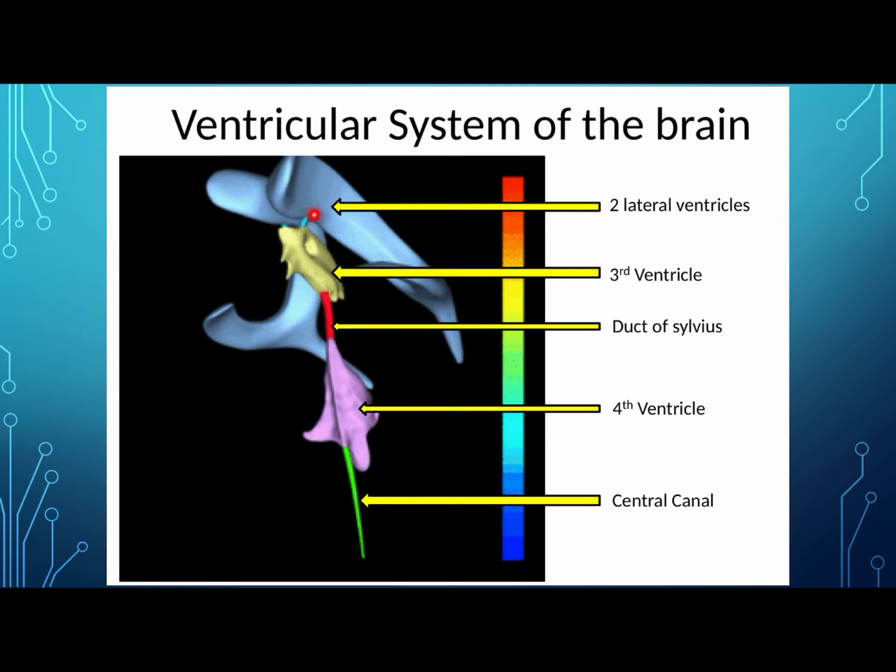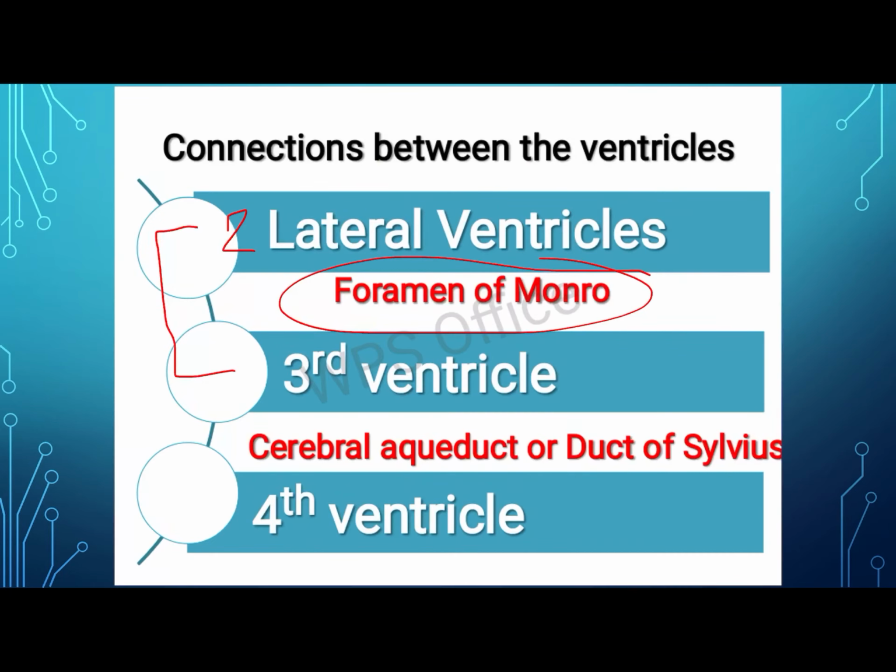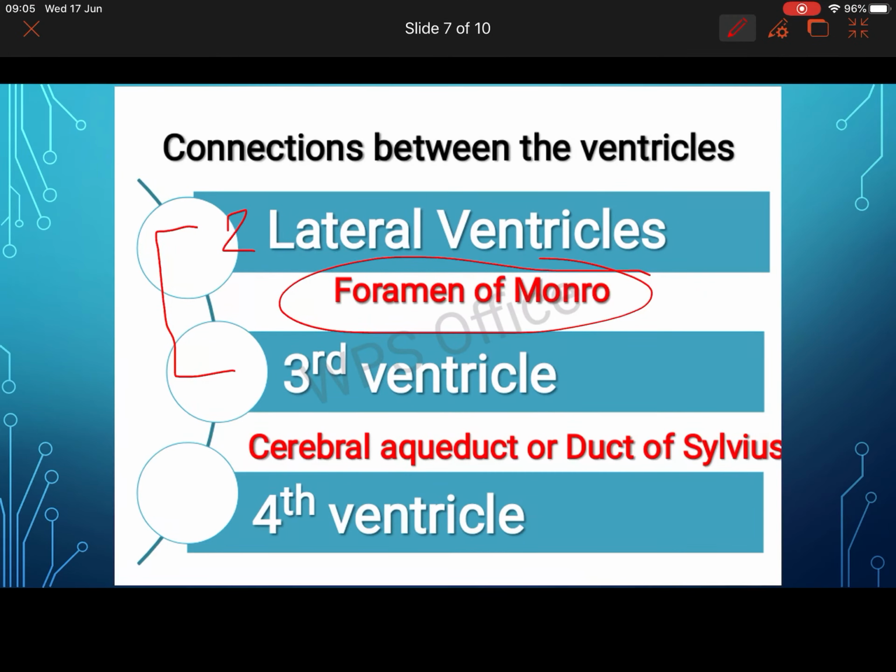This connection is called the foramen of Monro. It's not labeled here, I'm sorry for that. So this is the foramen of Monro. Okay. Now let's see the connection between the third ventricle and the fourth ventricle. It is by the cerebral aqueduct or the duct of Sylvius.